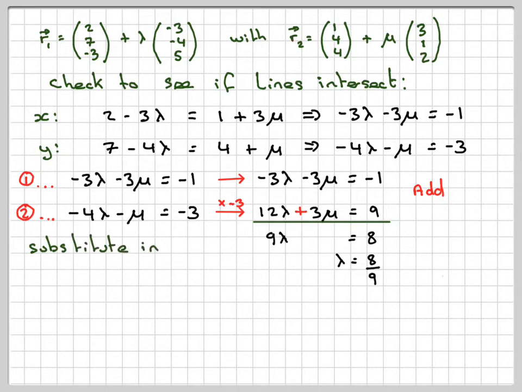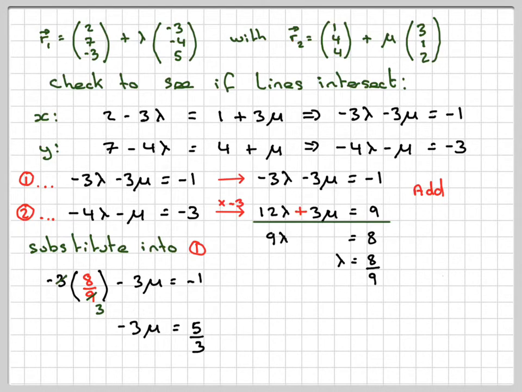Substitute that into 1 or 2. So we've got minus 3 times 8 over 9 minus 3 mu is equal to minus 1. The 9 will cancel with that 3, and then I'm going to have minus 3 mu is minus 1 plus 8 over 3, which gives me 5 over 3, and then divide by minus 3, I'm going to get that mu is minus 5 over 9.